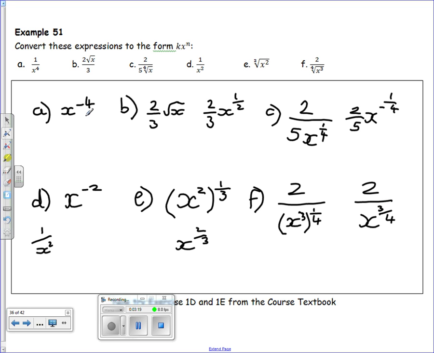Again, this is like part A again. When we had x to the power 4 on the denominator, we brought it to the numerator as a negative. So we've got 2x to the minus 3/4. So k is 2 and n is minus 3/4.